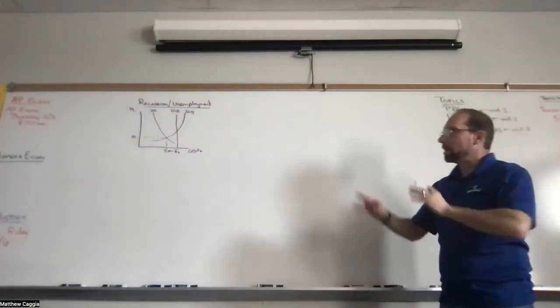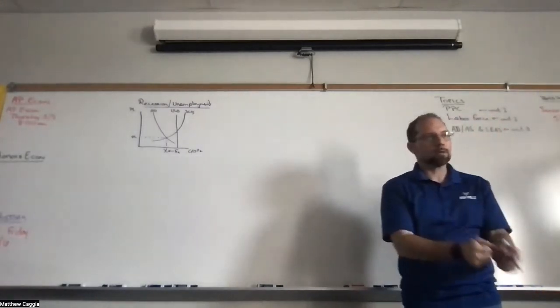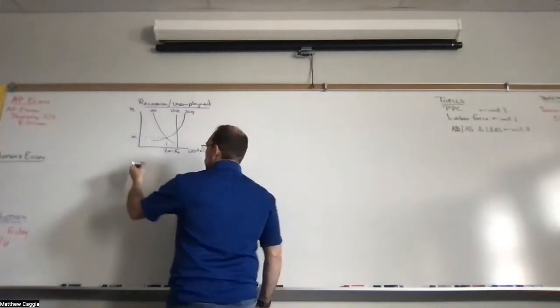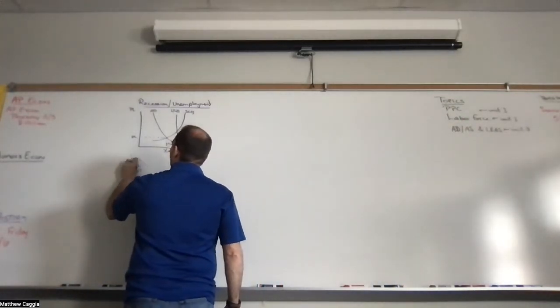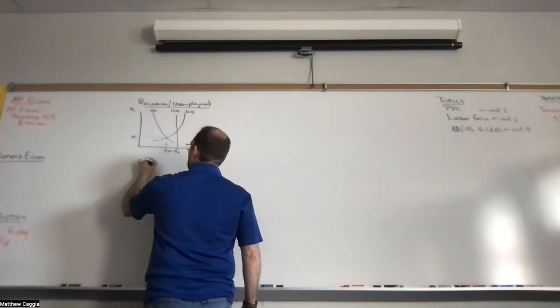So in order to fix this, the government has two sets of tools to work with: monetary policy and fiscal policy. Either way, we want to have more items being produced. We want expansionary policy.